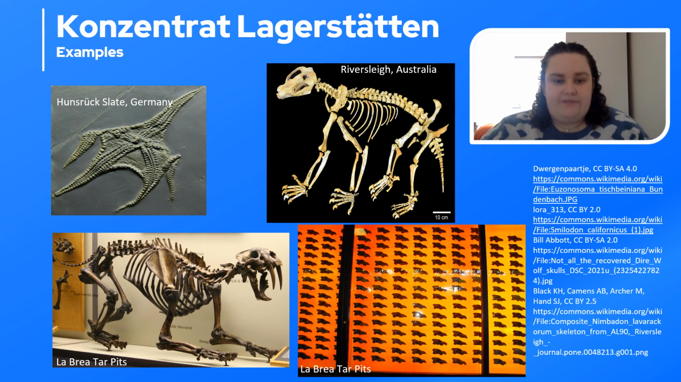And then one of the most famous examples of a Konzentrat Lagerstatten are the La Brea tar pits in the USA. This is home to Smilodon, Mastodon, and the American lion. And although these specimens are beautifully preserved, so it could be classified as a Konservat Lagerstatten, there's also just this huge abundance of fossils found there. For example, the image on the bottom right, which is the La Brea Tar Pits Museum exhibit of direwolf skulls. And that's only a few of them, there's so many of them.